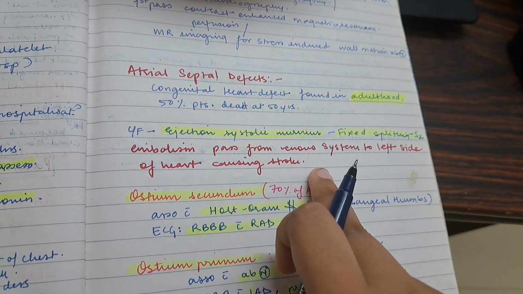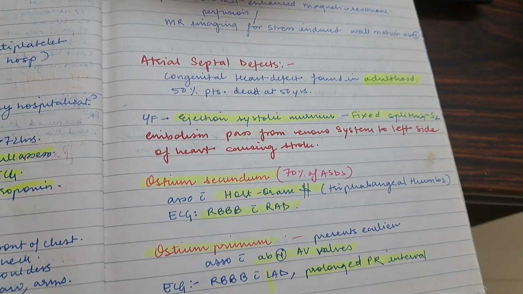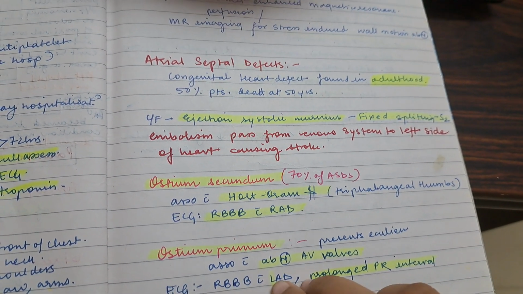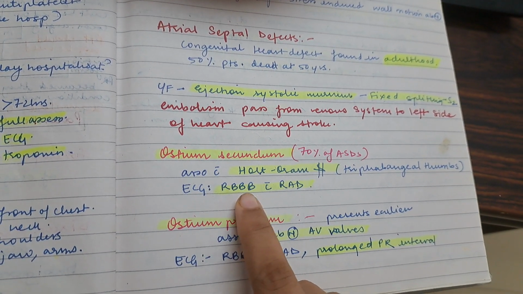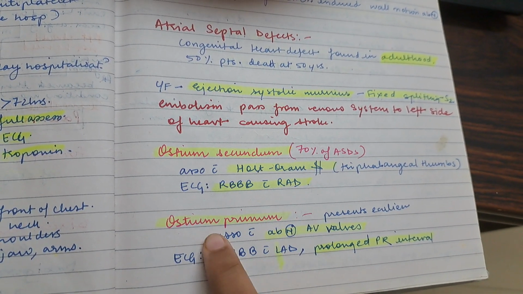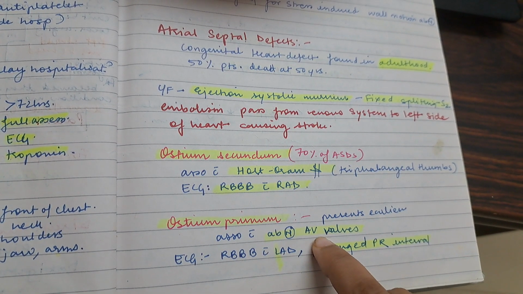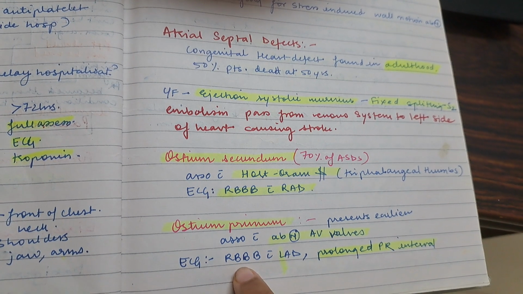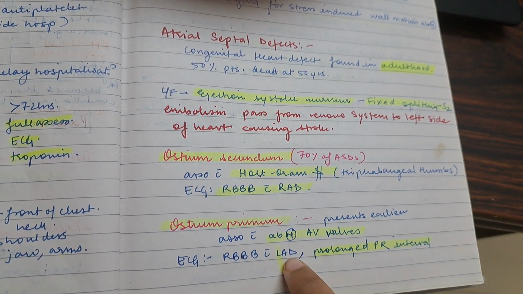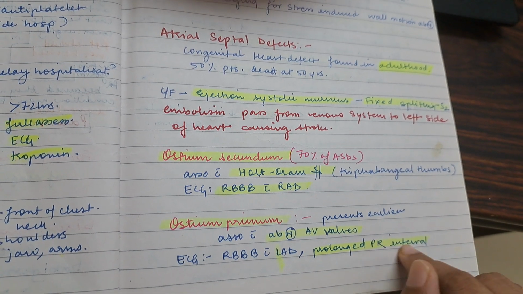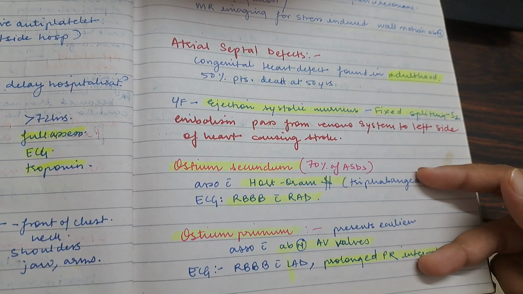the heart causing stroke. Ostium secundum, 70% of ASD, is associated with Holt-Oram syndrome. There are triphalangeal thumbs. On ECG there will be RBBB with right axis deviation. Ostium primum presents earlier, with association of abnormal AV valves. On ECG there will be RBBB with left axis deviation. A prolonged PR interval will be there. So you have to differentiate between these two in the paper.